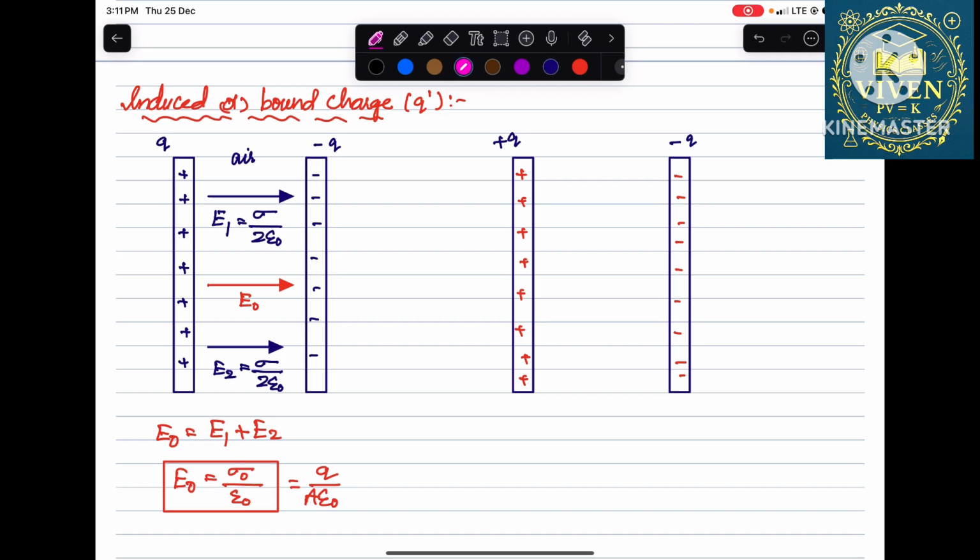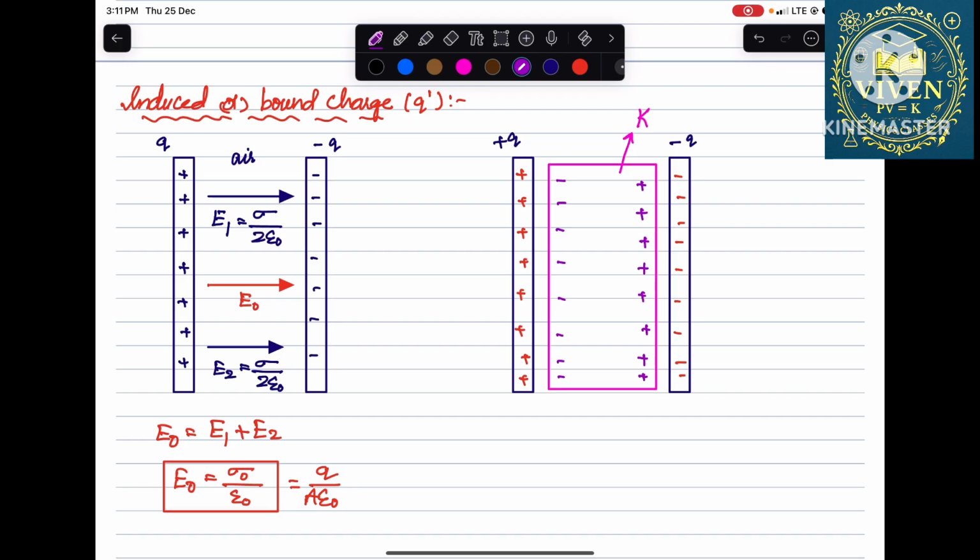Now I introduce a medium other than air, called a dielectric. What do I call this? Dielectric. And this dielectric has a constant K, the dielectric constant K. As the left plate is positive, all the negatively charged carriers or dipoles will be induced on the left side of the dielectric, and as the right plate is negative, all the positive ions get induced onto the right side of the dielectric.